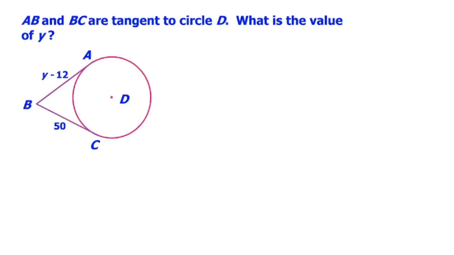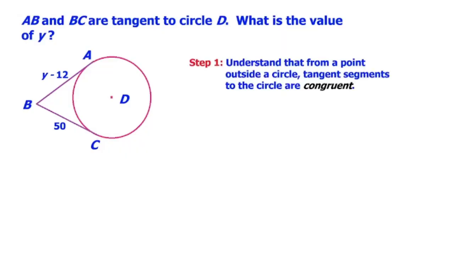In this video, I'm going to teach you a little bit more about tangent lines. So if we have a problem like this that says AB and BC are tangent to circle D, what is the value of y? These two lines are tangent to the circle. We could see that they're just skimming the edge of the circle here. Okay, so it tells us that they're tangent.